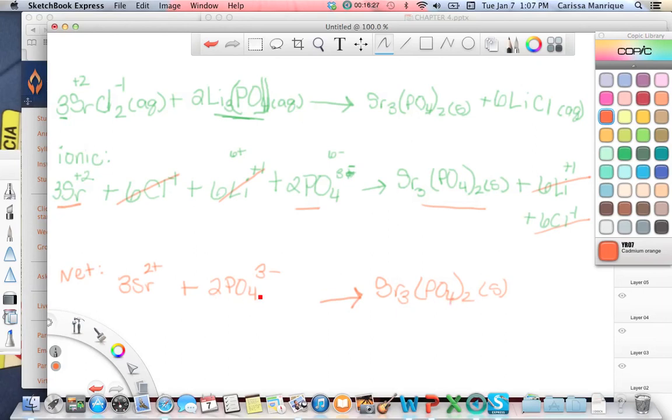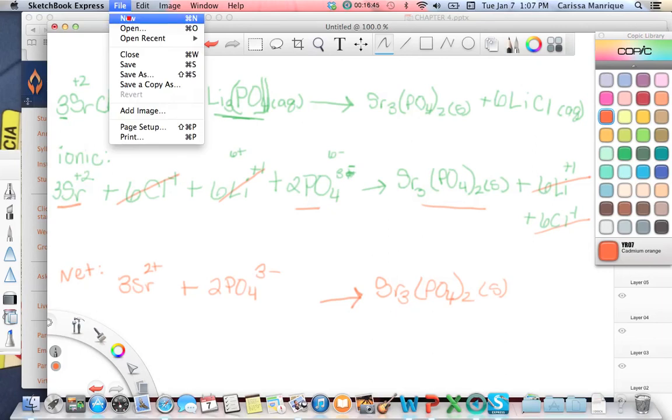A lot of times in a problem, they'll say, here is your overall molecular equation. What is the net equation? And the net equation is always this last one here, and it's basically the equation of how to make your solid. So let's do one more. Let's do the one I had in the example, actually.